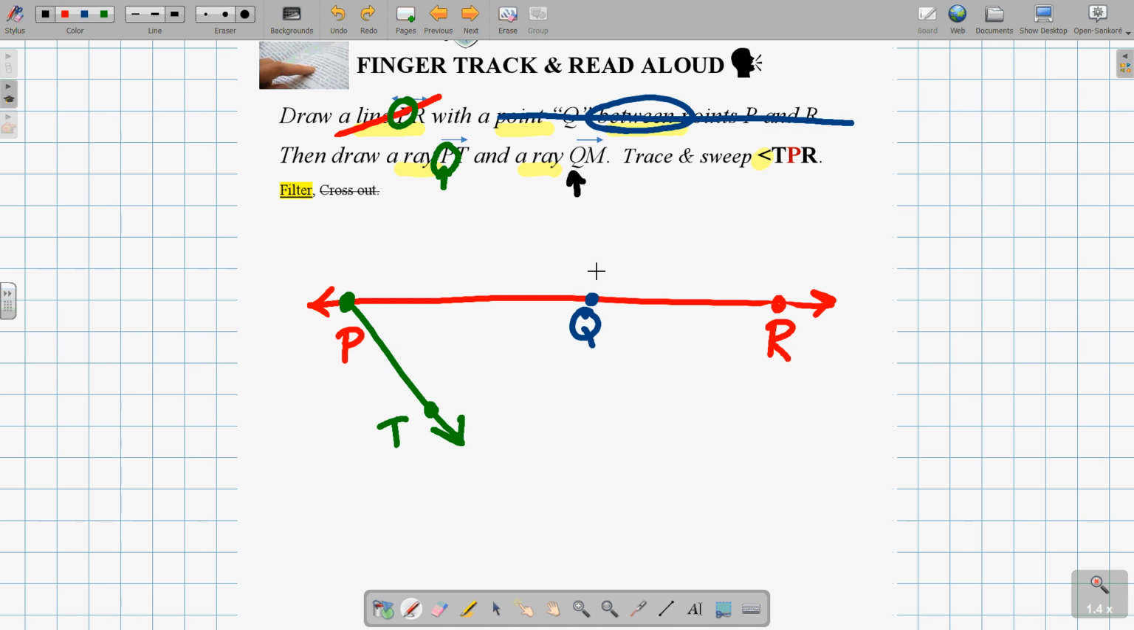QM, you already have Q. Doesn't matter if I go up or down. M is my arrow point. Q is my end point.